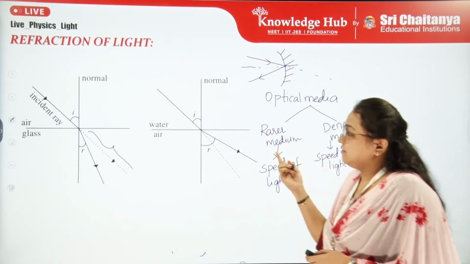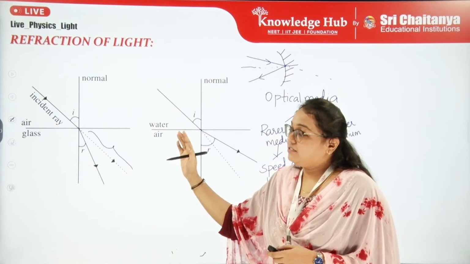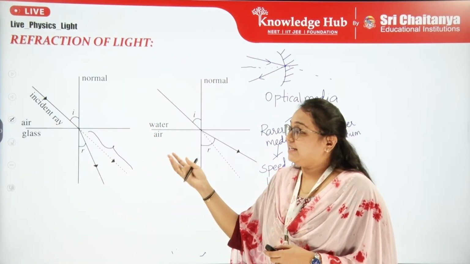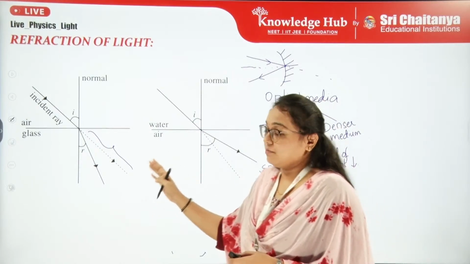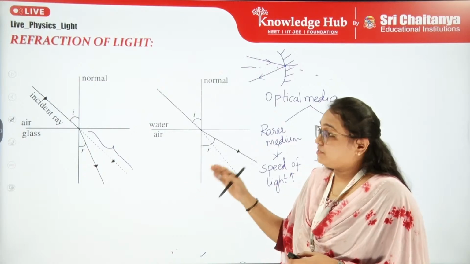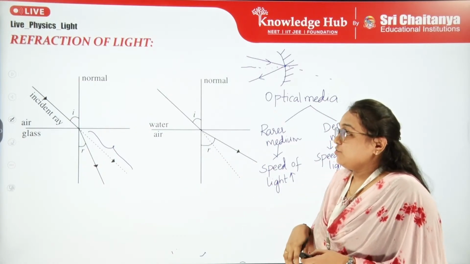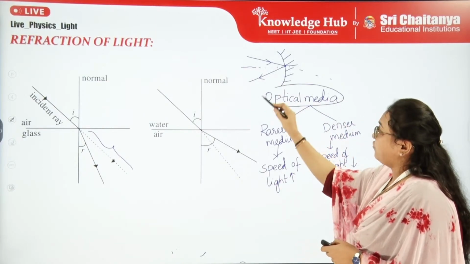So when light is entering from optically rarer to denser medium, light bends towards the normal. Its speed decreases and it bends towards the normal. In a similar way, while light is entering from denser to rarer medium, its speed increases and it bends away from the normal. So we have to remember what the different types of optical media are.